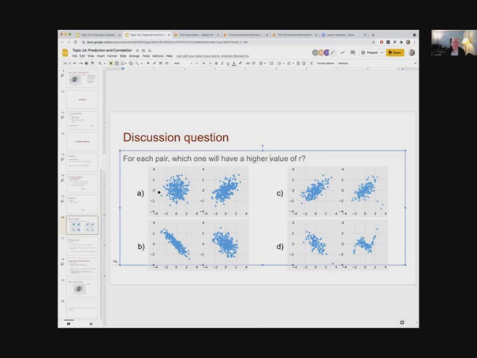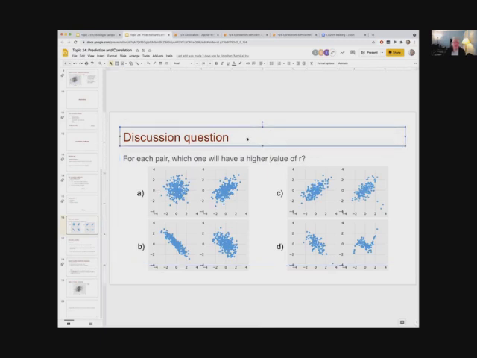Which one do you think will have the higher magnitude for A? So let's just look at A. What do you think? Which one has the higher R value? Which data set looks more correlated? You can say in the chat, or someone can speak up. The right-hand one. Yeah, it is definitely looking a lot more clustered around a line than the one on the left. Okay. How about B?